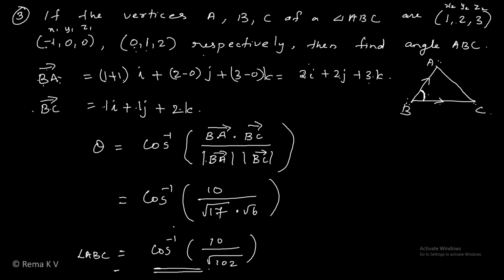Okay, let us move to the next one. Is this clear? Okay, always remember this. If you have to find angle B, then you have to consider the vectors BA and BC.